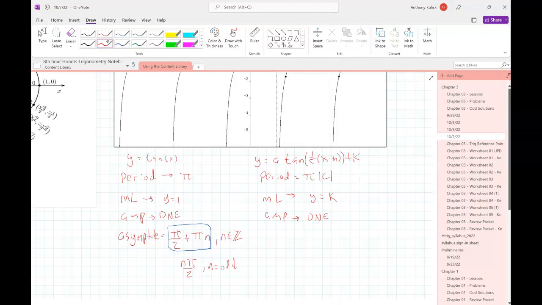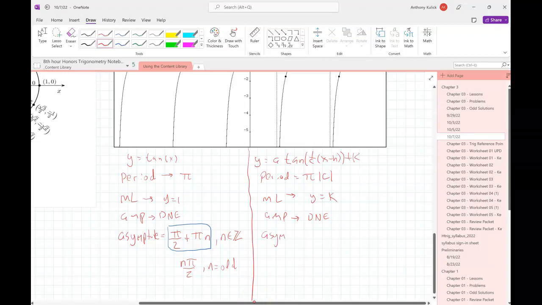But now, if I go to the transformation, what parts of the transformation can affect the location of that asymptote? A shift left or right. Everybody agree with that?